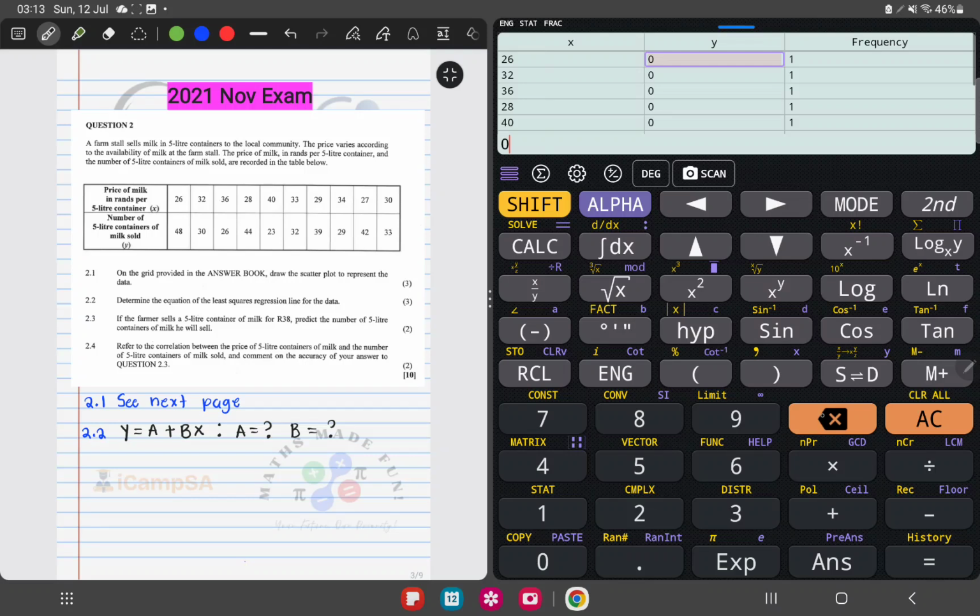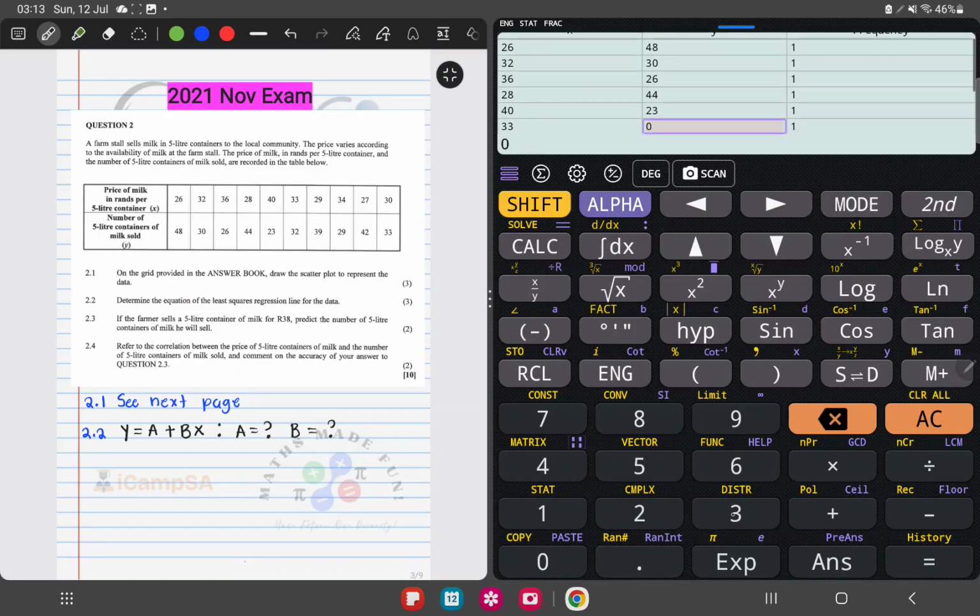Right, and then we go to the next part where we put in our y's, which is what we see just below. So that is 48, 30, 26, 44, 23, 32, 39, 29, 42, and the last one, which is 33.